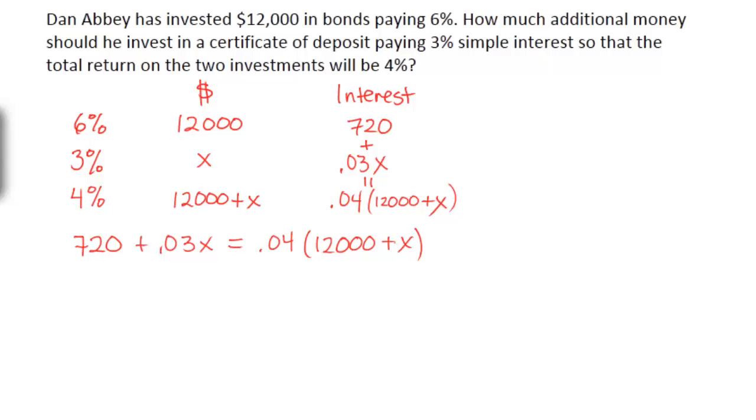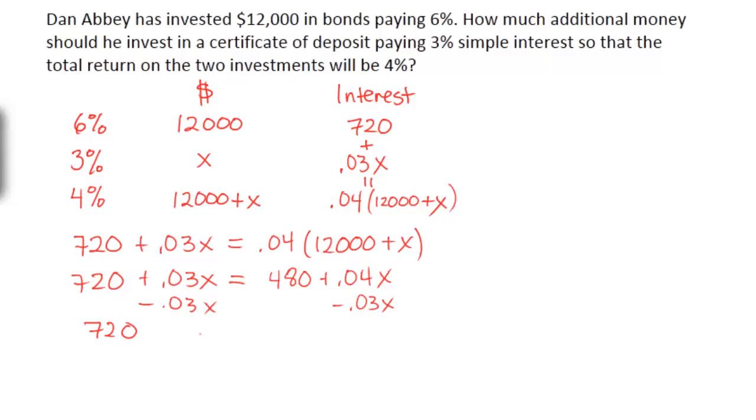So now you can go ahead and solve that equation and see if this all makes sense to you. So 720 plus 0.03x equals 4% of 12,000. 4% of 12,000 is 480 plus 0.04x. Let's get our x's together, so let's subtract 0.03x on both sides, leaving us with 720 equals 480 plus 0.01x.